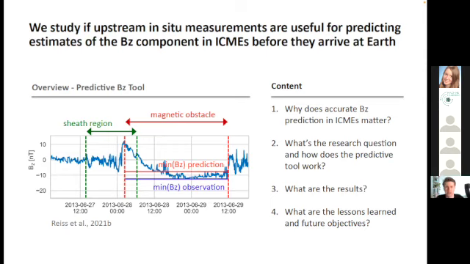So my talk is structured in the following manner. First, I would like to talk a little bit about the why. So why it is actually important to have an accurate picture of the Bz component inside ICMEs. What's the research question and how does our tool work? Then I would also like to talk a little bit about the results and also about the lessons we learned and some future plans and future objectives.